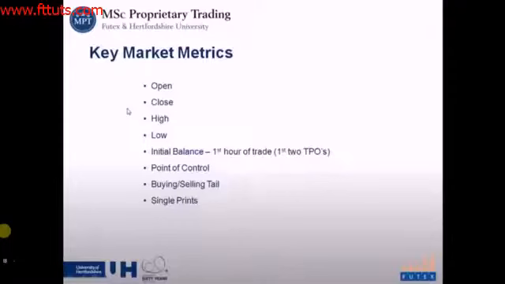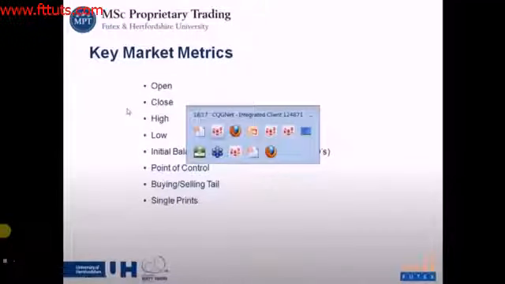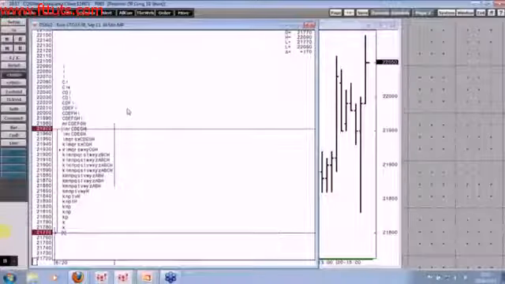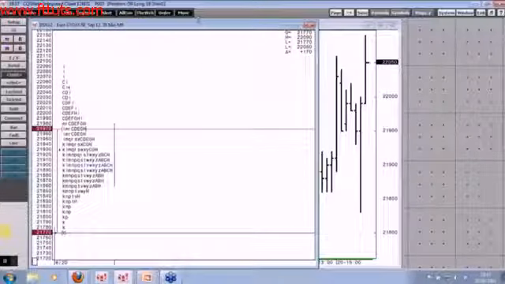Okay, so that is what a buying and selling tail is. And then finally, again very significant, we have a different kind of single print. When we refer to single prints generally, we refer to single TPOs that are not at the extreme.